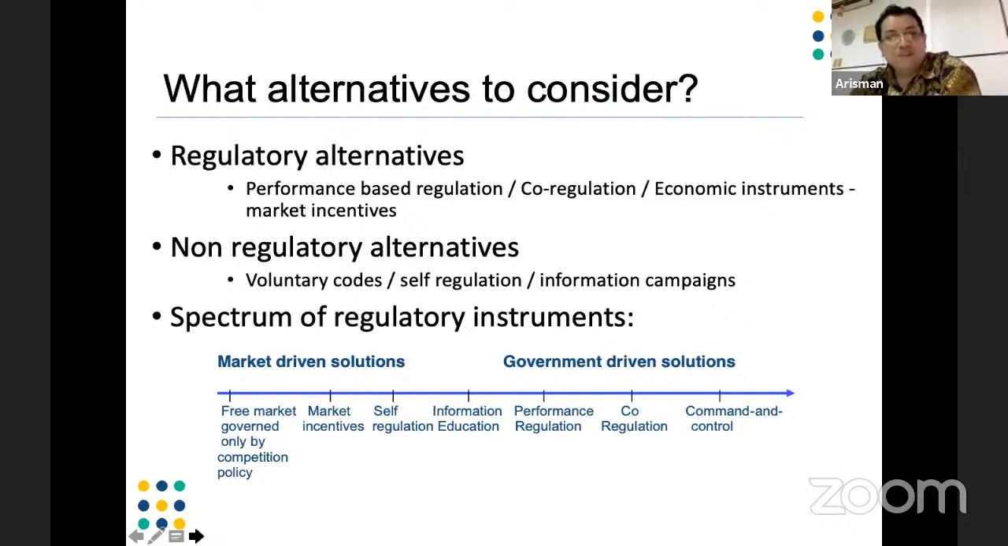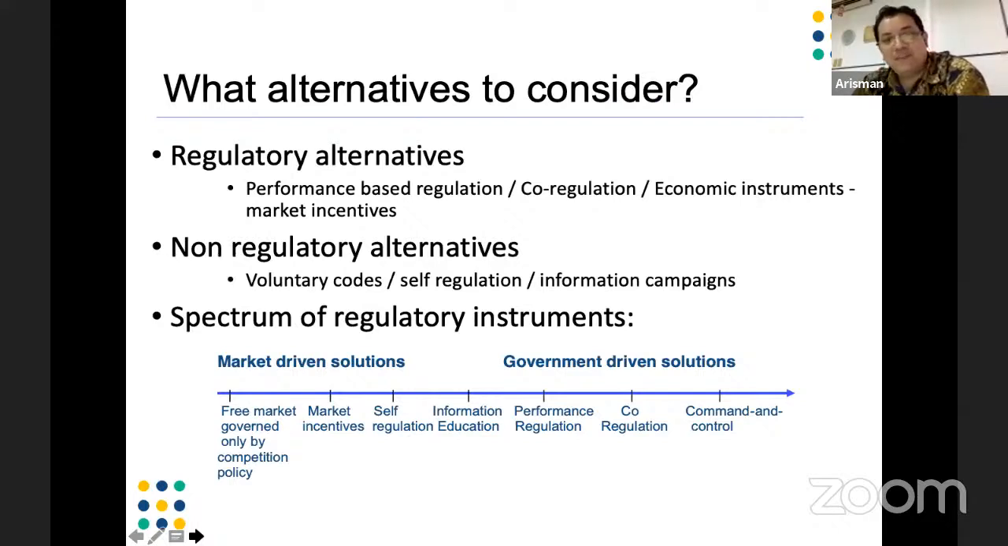What alternatives to consider? The regulatory alternatives, like performance-based regulation, economic instrument, market incentive, and non-regulatory alternatives, like voluntary codes, self-regulation, information campaign, like mentioned also earlier by Hans.